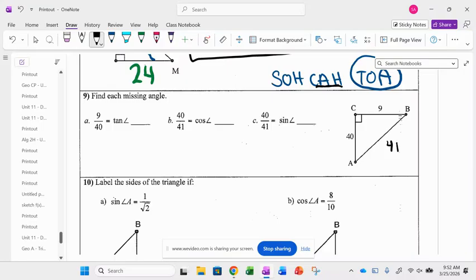And now they're saying, find out which angle we're talking about. So they're saying the tangent of some angle is 9 over 40. Well, I'm going to go back to my SOHCAHTOA. And they're saying tangent, so I'm going to go with TOA. So they're saying the tangent of some angle gives us 9 as the opposite side and 40 as the adjacent side.